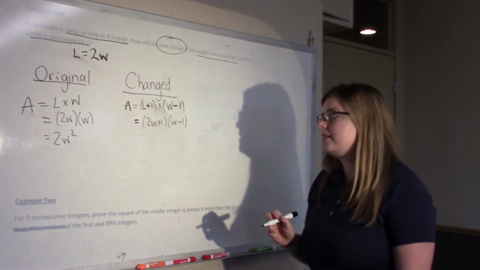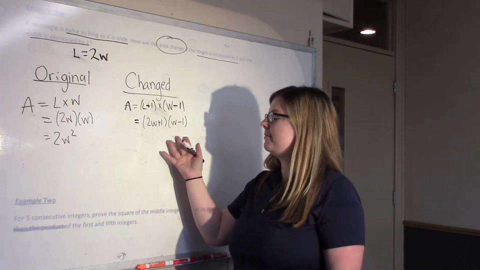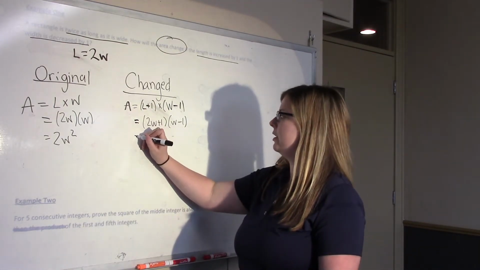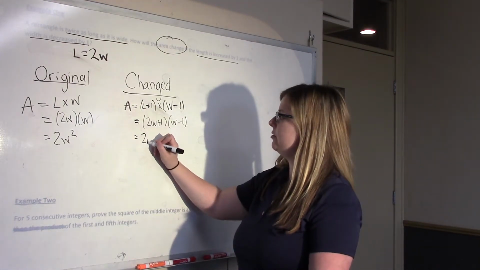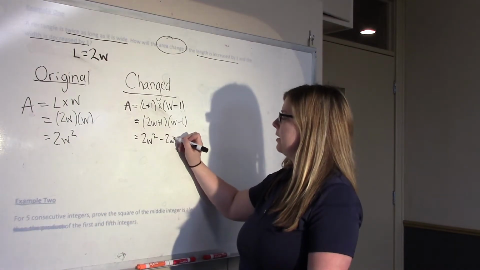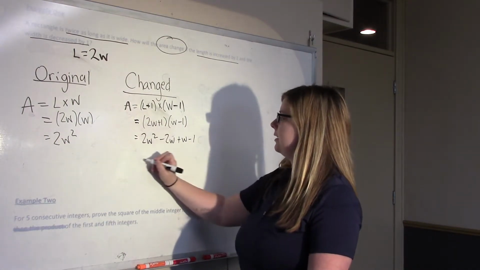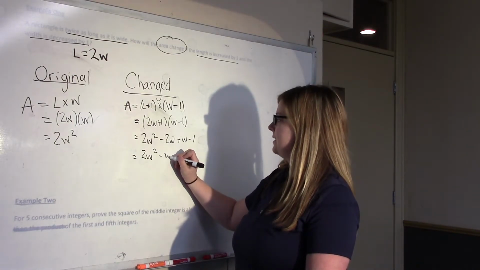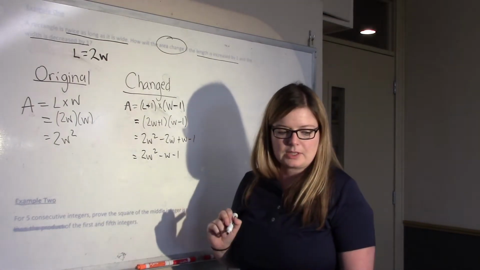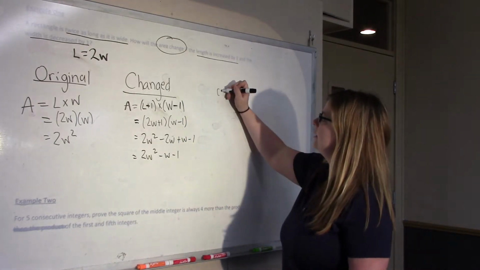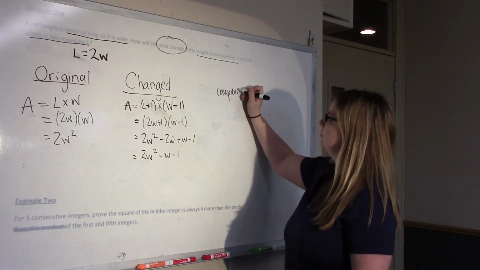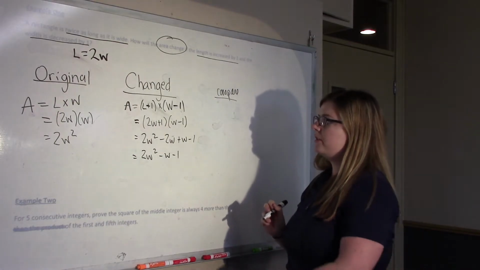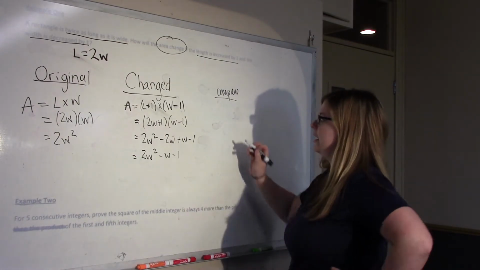Okay, so we want to expand this area so that we can compare it to 2w squared. So you FOIL this, so you get 2w squared minus 2w plus w minus 1. You collect like terms to get 2w squared minus w minus 1. So now we just need to compare.